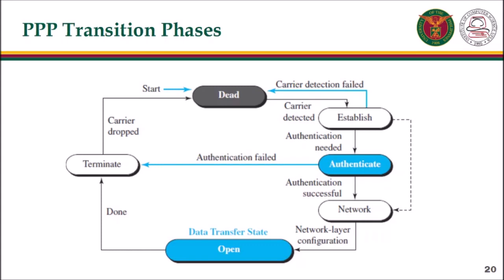Data transfer takes place in the open state. When the connection reaches this state, the exchange of data packets can be started. The connection remains in this state until one of the endpoints wants to terminate the connection. In this case, the system goes to the terminate state. The system remains in this state until the carrier is dropped, which moves the system to the dead state again.